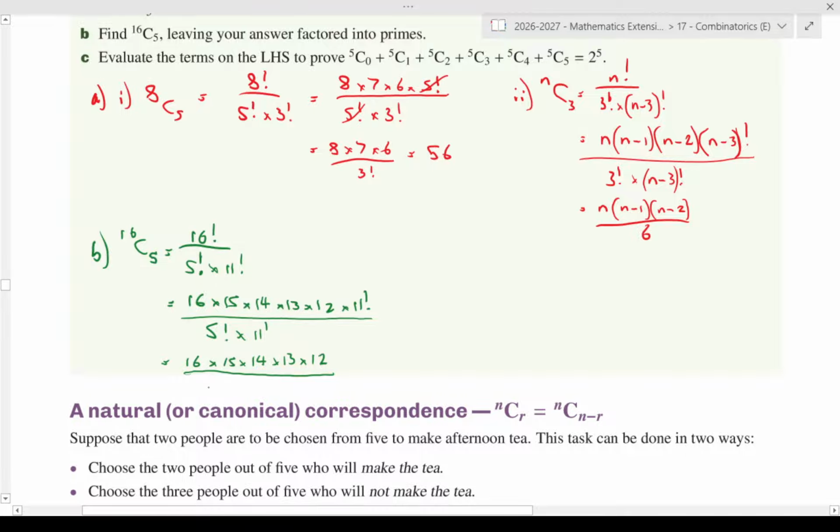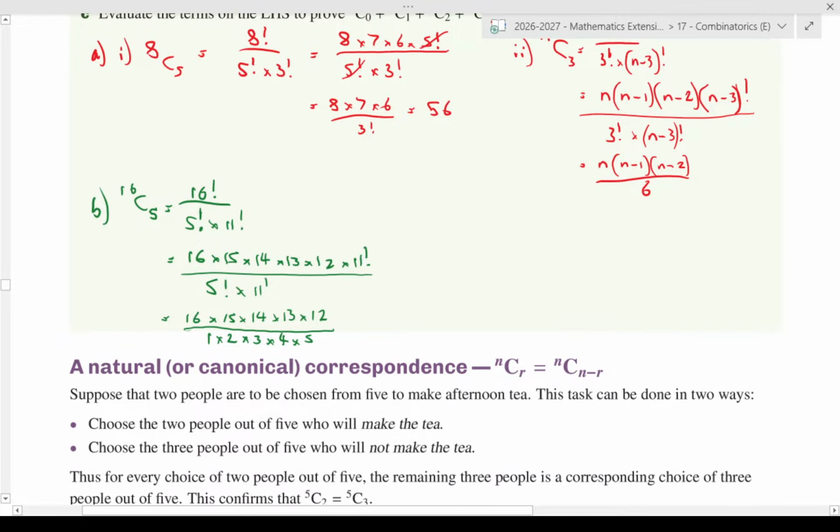5 factorial, or 1 times 2 times 3 times 4 times 5. So we've done 5 factorial. The reason we've done this is because then I can simplify some stuff. I hope that makes some sort of sense.